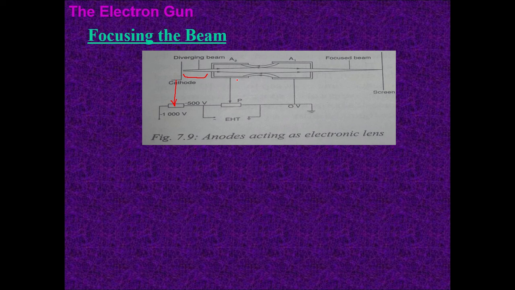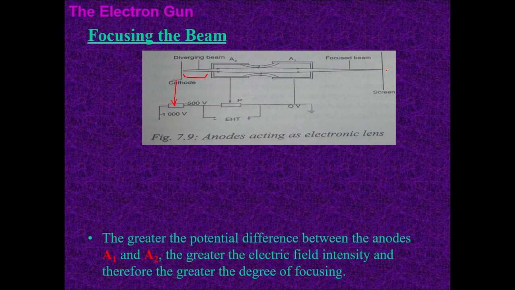As they move, they compress the diverging beam. The moment the diverging beam, which keeps on diverging, reaches here, the electric field compresses it. As it compresses, they start converging now. And you'll notice that this gives us the two tasks of the anodes: A1 will accelerate the electrons, whereas A2 will be able to focus the beam towards the screen. That's basically the tasks that we have.